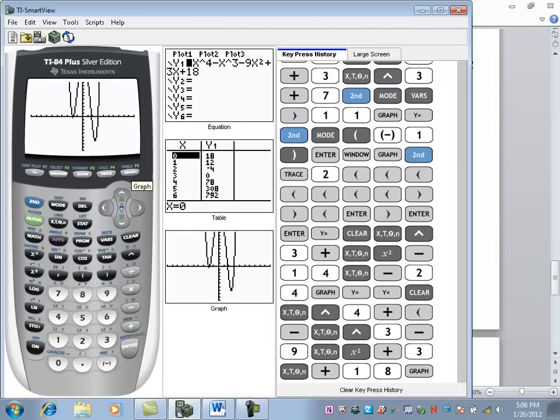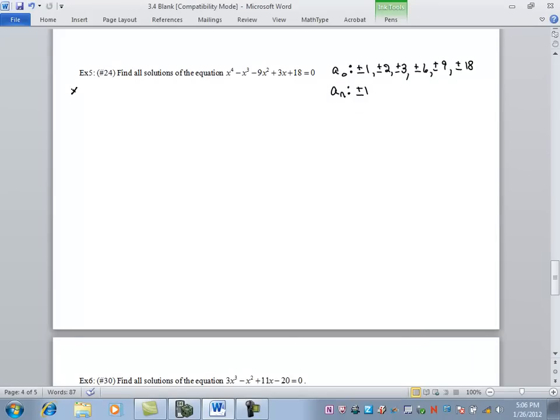It looks like we might have zeros at -2. Yeah, I don't know about +2. Might have to check that out. -2, maybe 2, and there's 3. So let's see here. x equals -2, we think. x equals 2, maybe. And x equals 3, perhaps. Alright, now we're going after all the solutions here, guys.